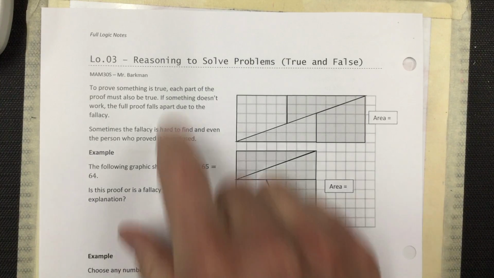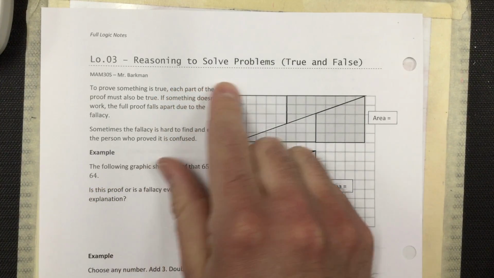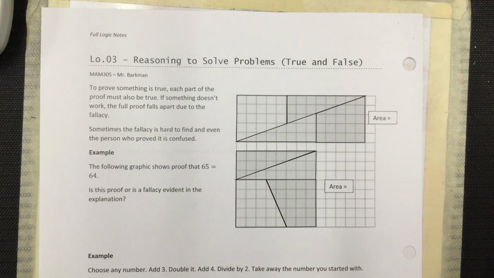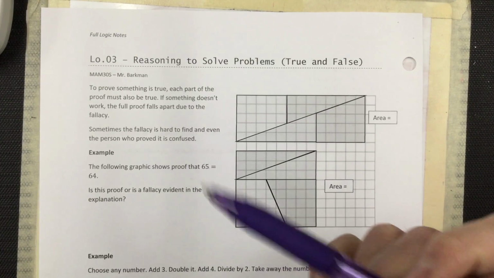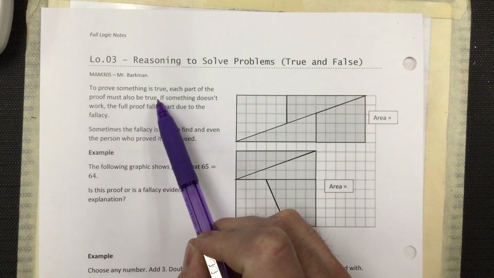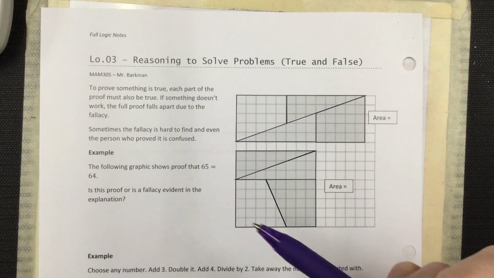All right, so in this lesson we're going to take a look at reasoning to solve problems, or things that are true and false. We want to take a look at, is something true, is it false, is there a fallacy in the proof, and so on and so forth. So to prove that something is true, each part of our proof must also be true.